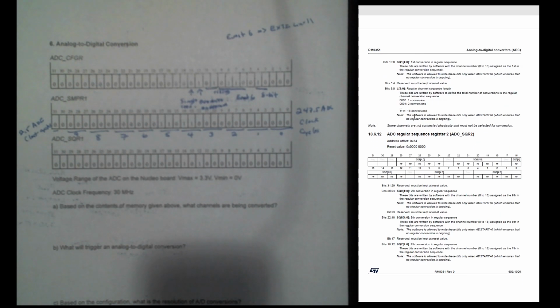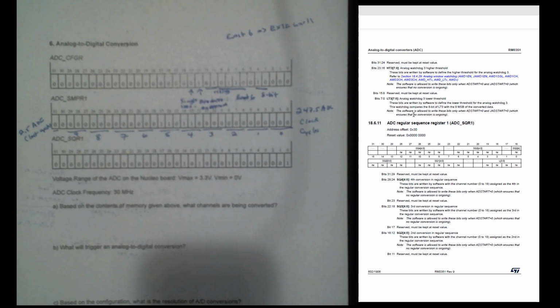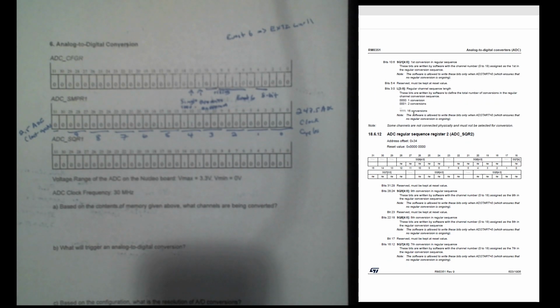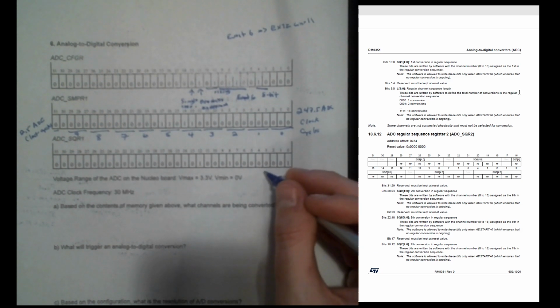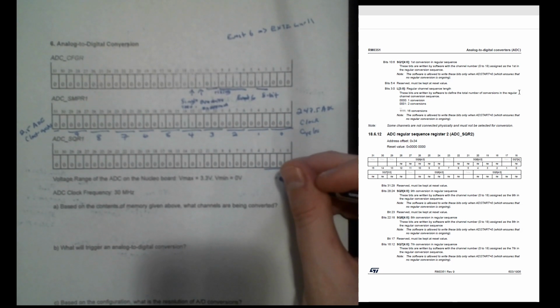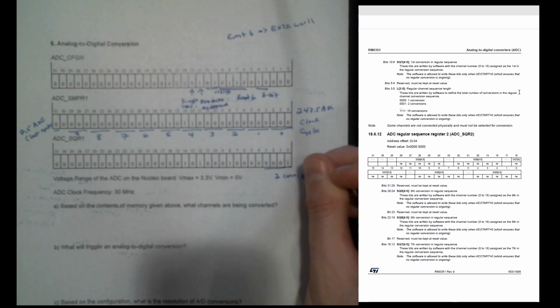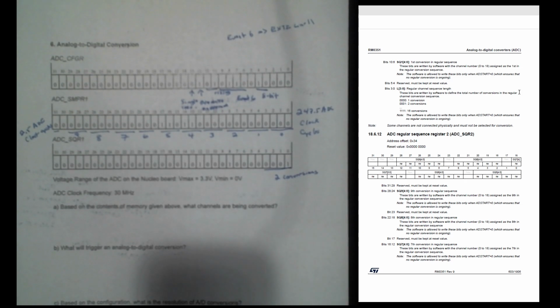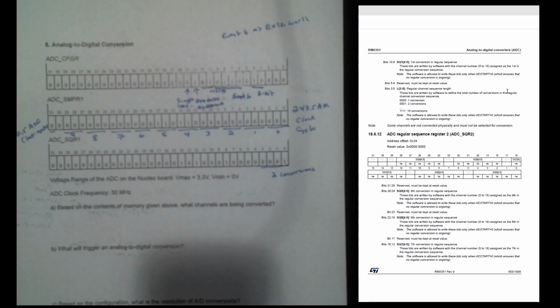So SQR1. And this is the ADC regular sequence register. I think this is mentioned in the notes explicitly, that this tells us what channels are being converted and sort of which ones are being converted. So let's first look at the rightmost bits. This is written by software to determine the total number of conversions in a regular channel conversion sequence. So the fact that we've got in bits 0 through 3 the value 0001 means 2 conversions. And that's going to tell us what we should expect to see in the rest of the register.